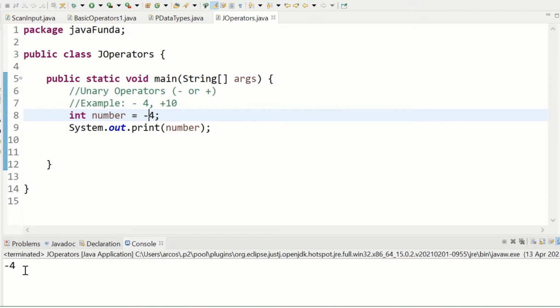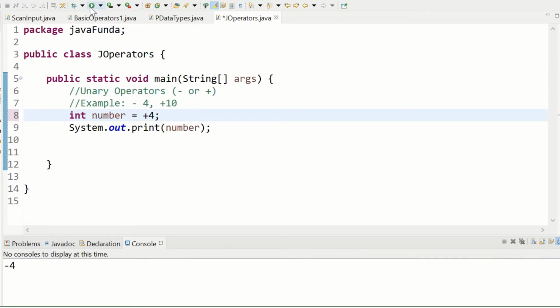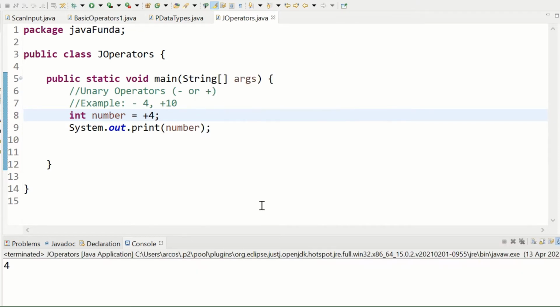So you have now -4. If it is a positive value, we will just put a plus, and let's see. So 4 will be displayed, meaning it's a positive 4. So only for the negative value will the minus be displayed.